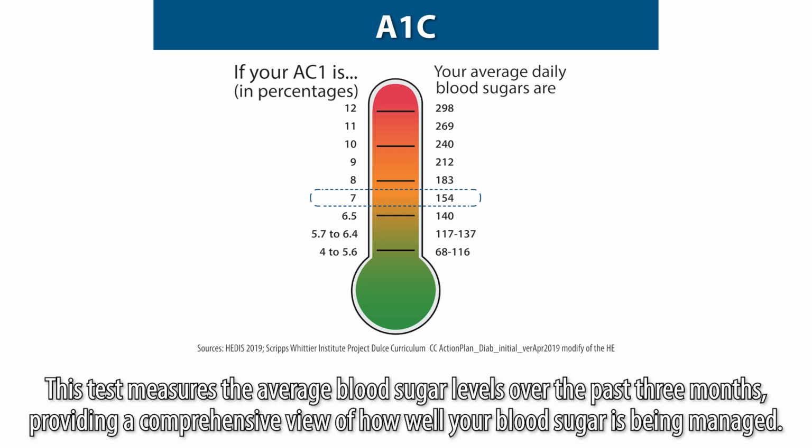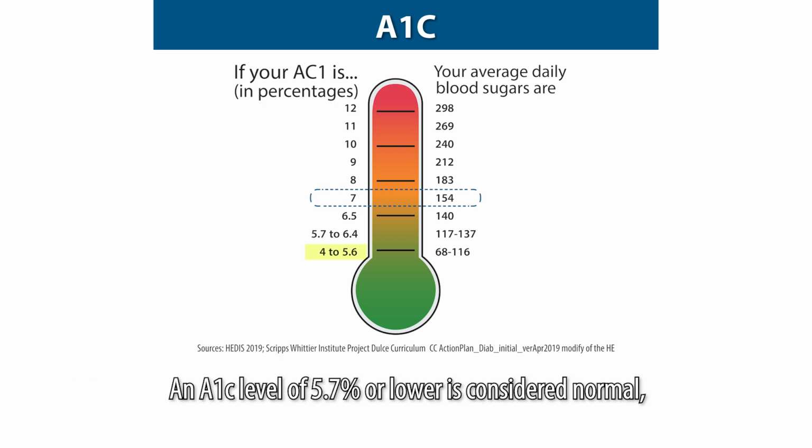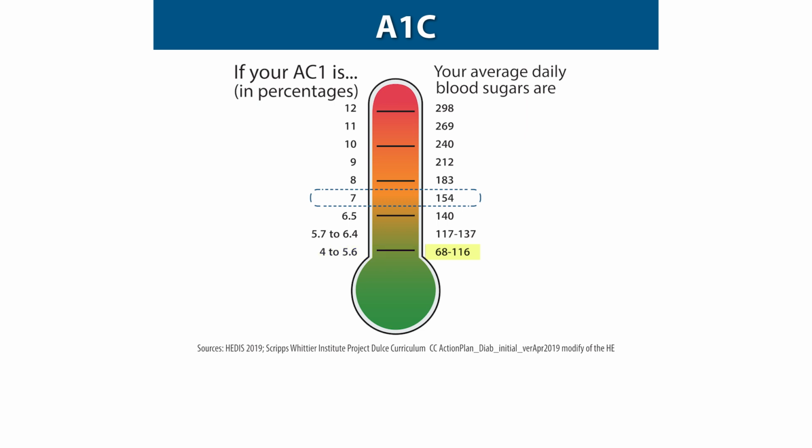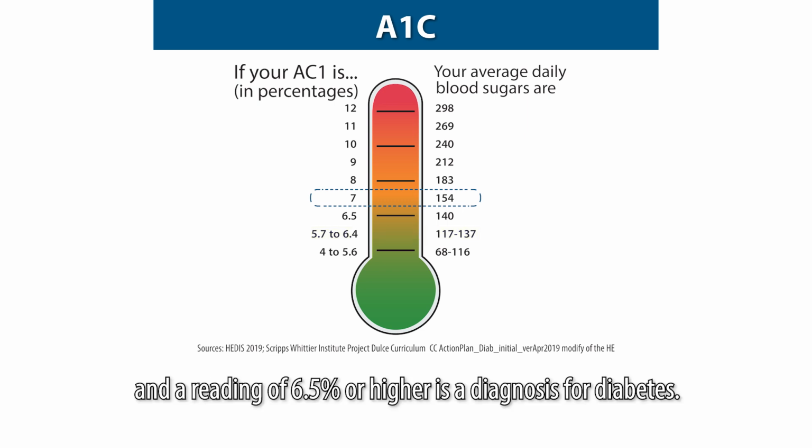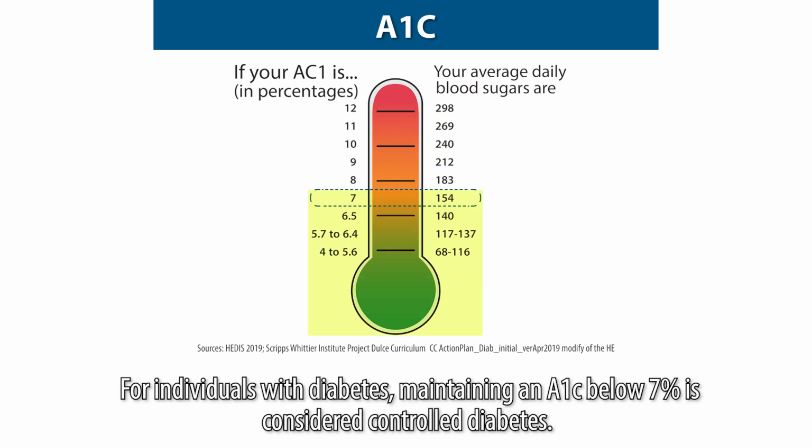Early diagnosis is key and can be achieved through a blood test known as the hemoglobin A1C or A1C. This test measures the average blood sugar levels over the past 3 months, providing a comprehensive view of how well your blood sugar is being managed. An A1C level of 5.7% or lower is considered normal. Levels between 5.7% and 6.4% indicate prediabetes, and a reading of 6.5% or higher is a diagnosis for diabetes. For individuals with diabetes, maintaining an A1C below 7% is considered controlled diabetes.